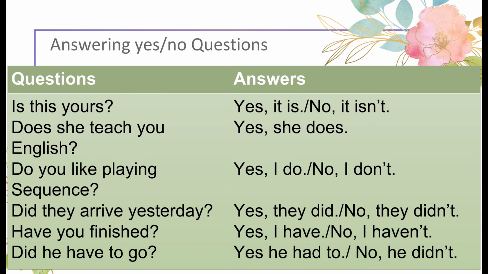Let's look at some examples of answering the yes-no questions. Is this yours? Yes, it is. No, it isn't. Does she teach you English? Yes, she does. No, she doesn't. Do you like playing sequence? Yes, I do. No, I don't. Did they arrive yesterday? Yes, they did. No, they didn't. Have you finished? Yes, I have. No, I haven't. Did he have to go? Yes, he had to. No, he didn't have to.